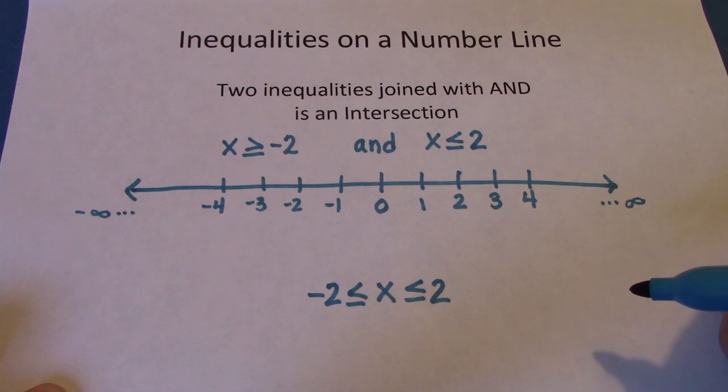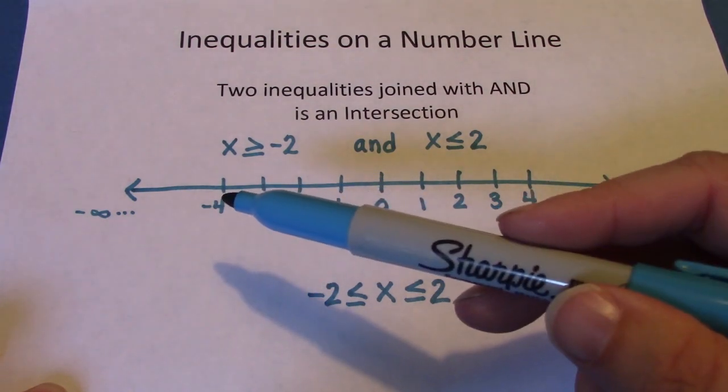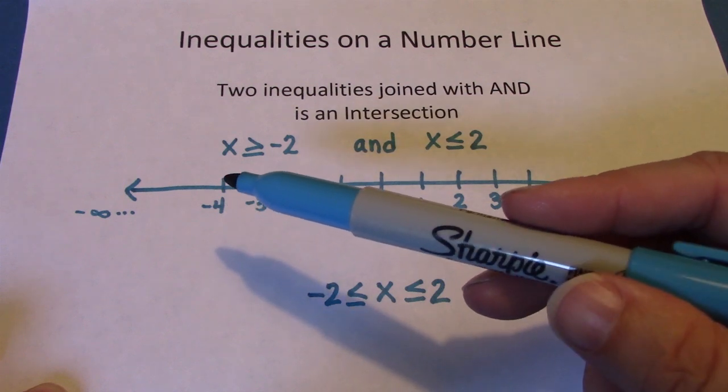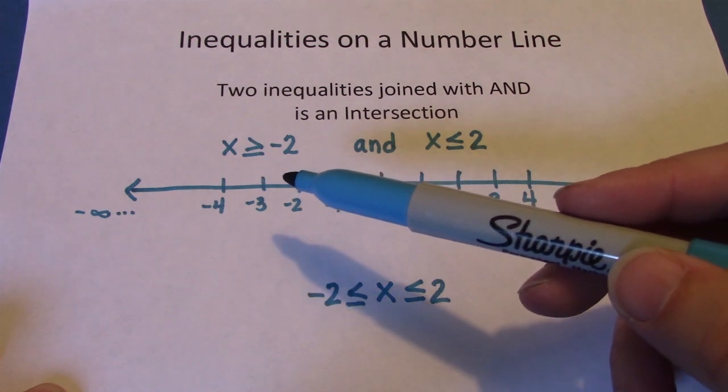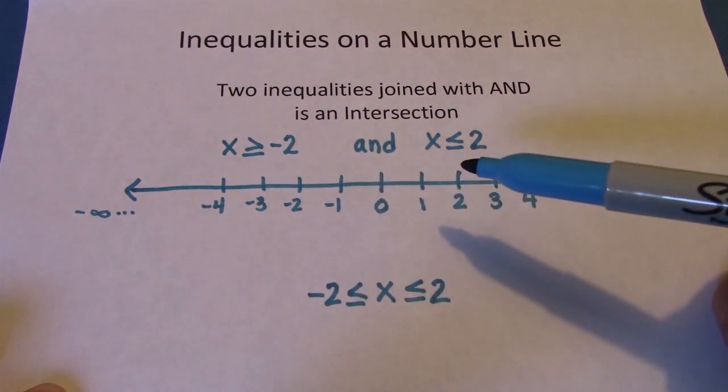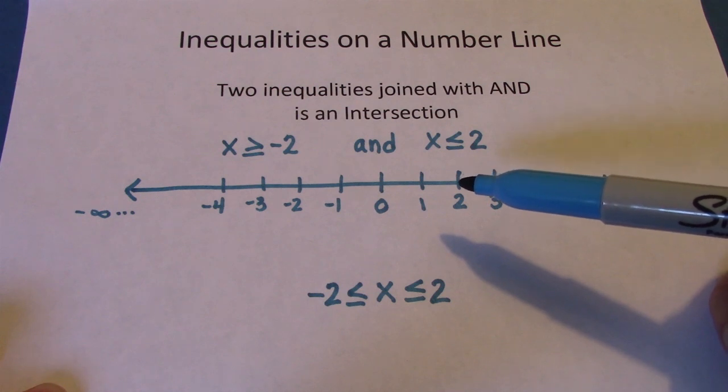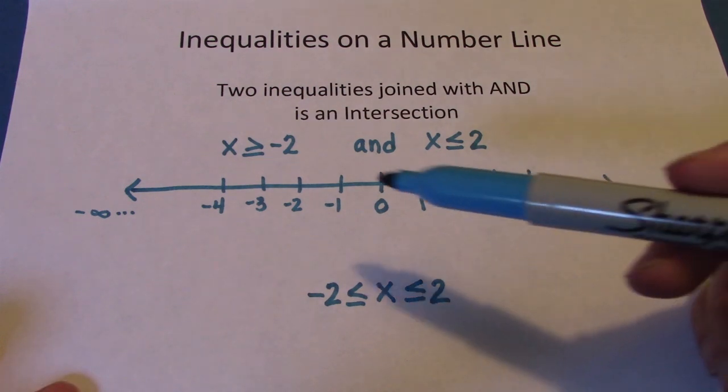Inequalities can have a compound solution when the two inequalities are joined together with either the word and or the word or. We'll talk first about and. If we join two inequalities together with and, we call it an intersection. It means that both inequalities have to be true. So let's consider x is greater than or equal to -2 and x is less than or equal to 2. We'll start with this one.